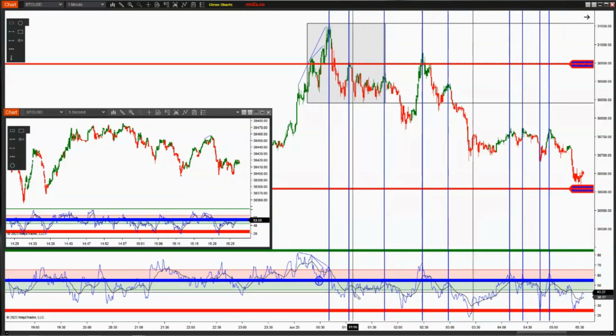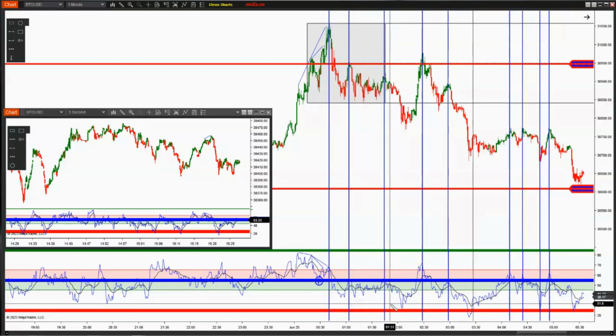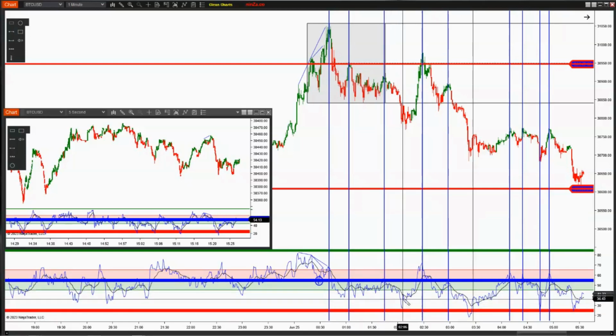So now you got some strength on this side that's saying, hey, we fell out of the green. The black line and the blue line fell out of the green, and it's beginning to move down.